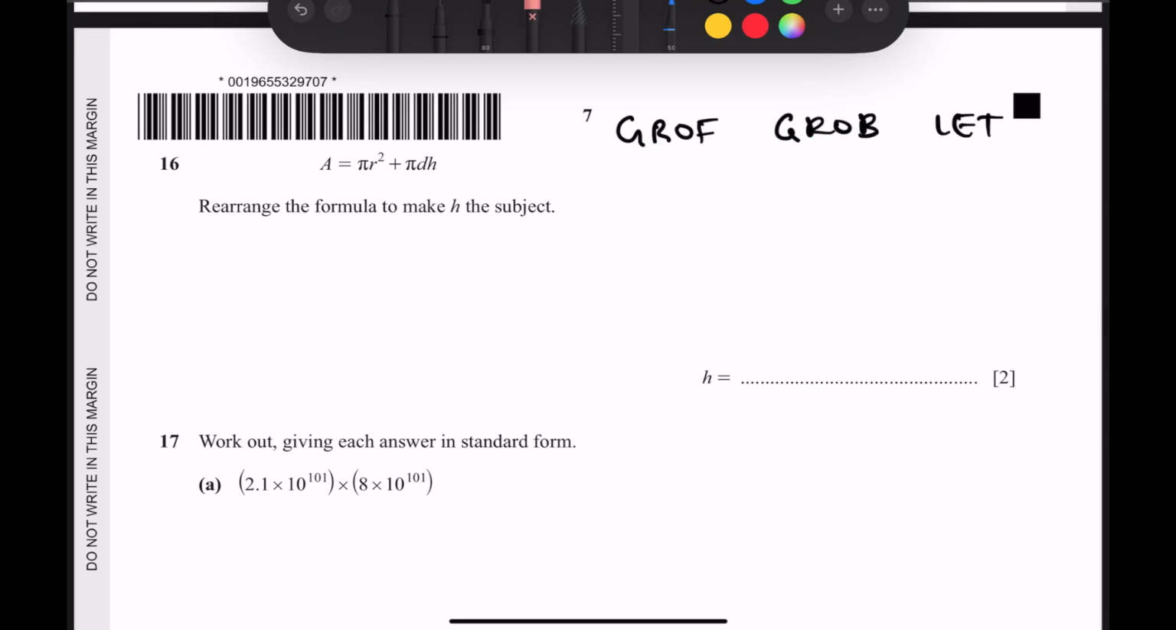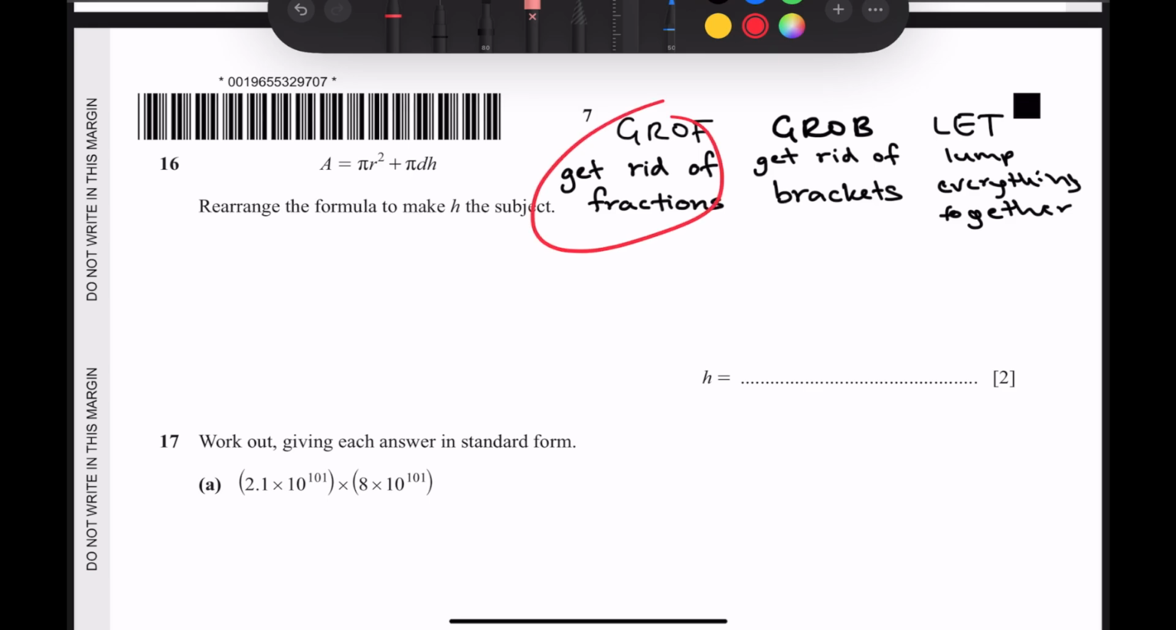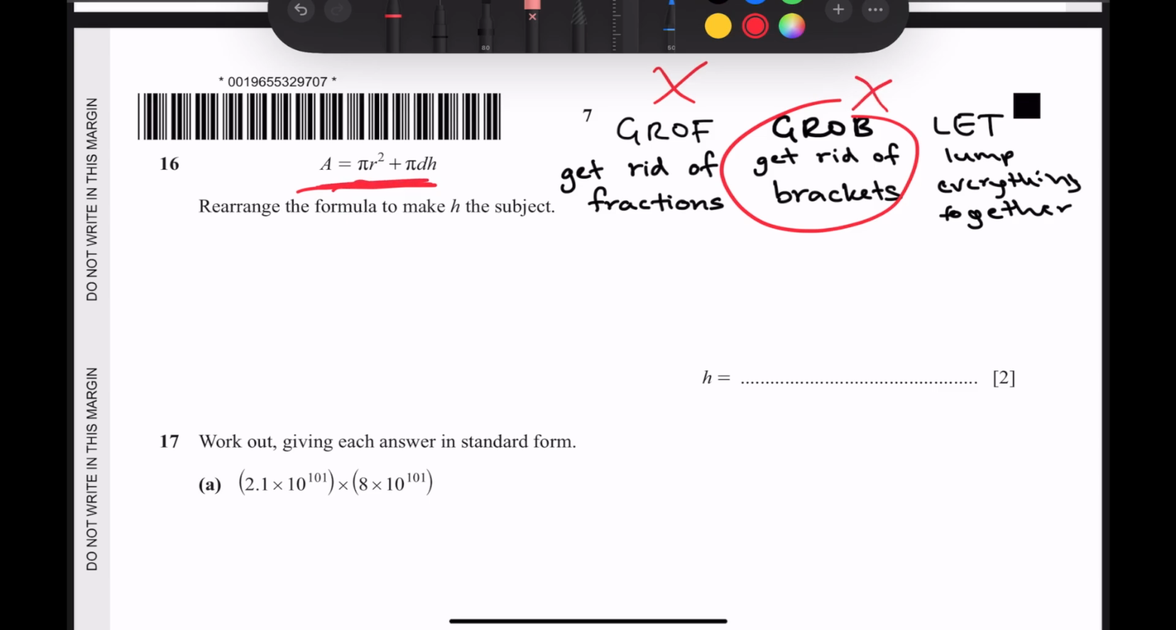Grof-Groblet. So Grof says to get rid of fractions. Grob says to get rid of brackets, and Let says to lump everything together. So in this case, we first check if there's any fractions in the question, since we do Grof first. As you can see, there are no fractions in this equation over here, therefore this is omitted. Next, get rid of brackets. As we can see, there are also no brackets in this equation, therefore this is also omitted.